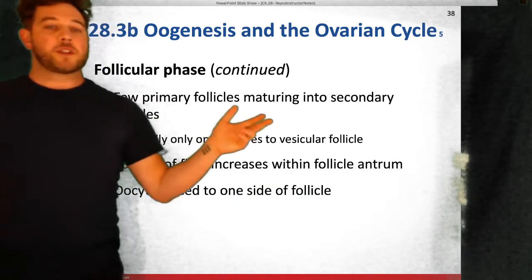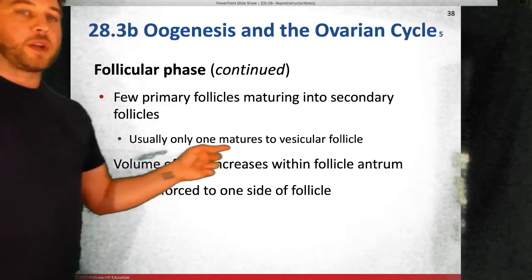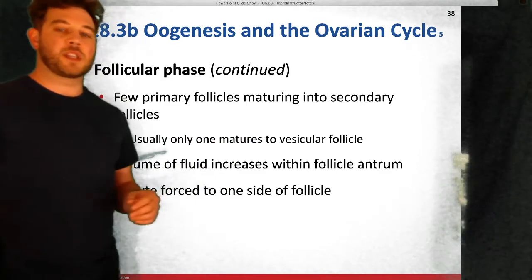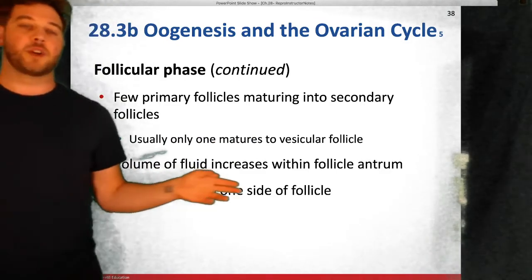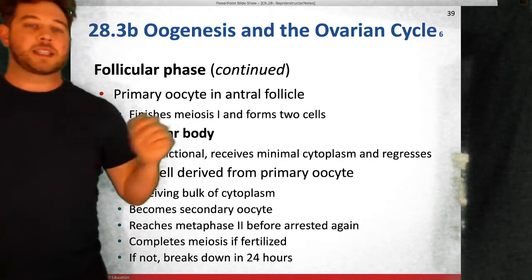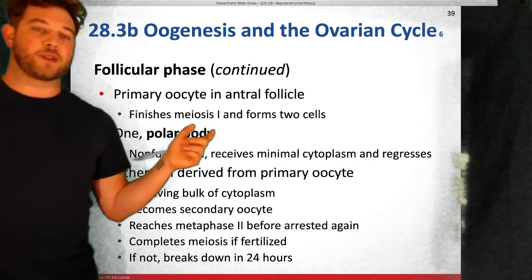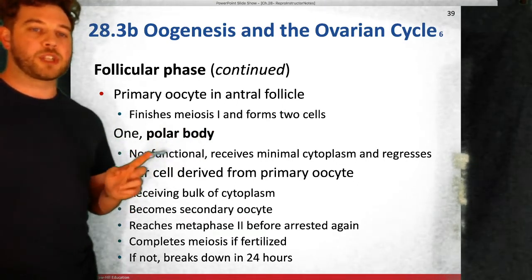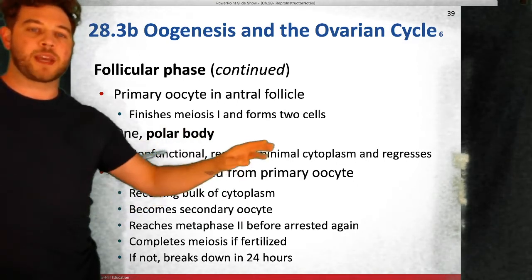Few primary follicles mature into secondary. Usually only one matures to the vesicular follicle. The volume of fluid increases within the follicular antrum, again forcing the oocyte to one side. The primary oocyte in the antral follicle finishes meiosis 1 and forms 2 cells. There's one polar body, which is non-functional, receiving minimal cytoplasm, and regresses.